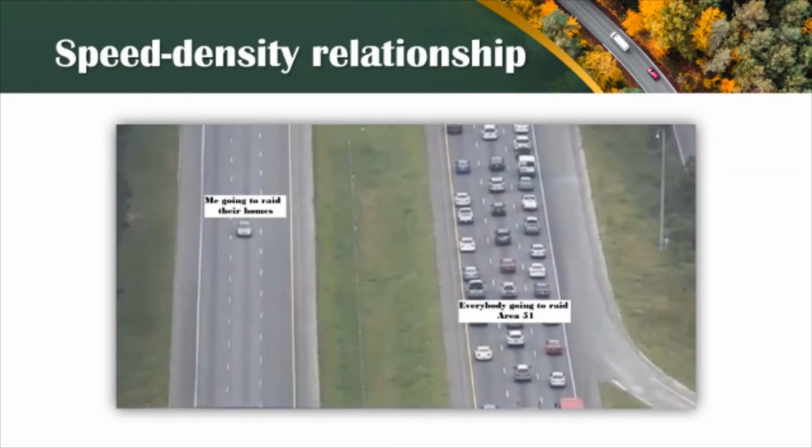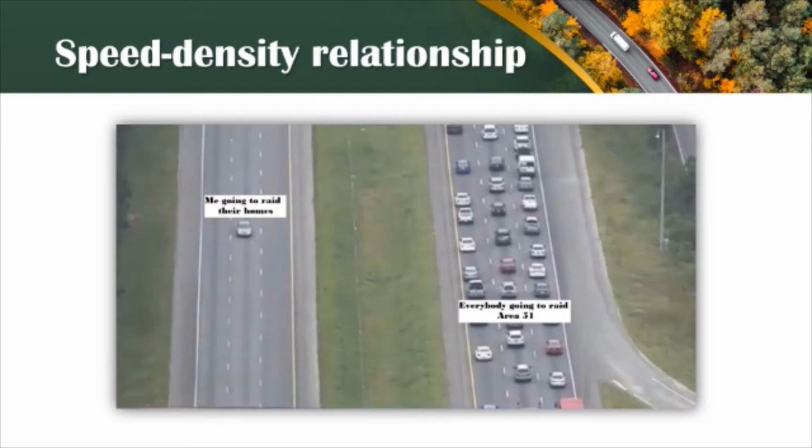For example, sa highway may isa nagta-travel ang sasakyan. Ang density nito ay near to zero at ang kanyang speed ay pwedeng tumaas depende sa layout ng road. So yung speed din ay pwedeng tawaging free flow speed sapagkat walang ibang sasakyan doon sa highway.